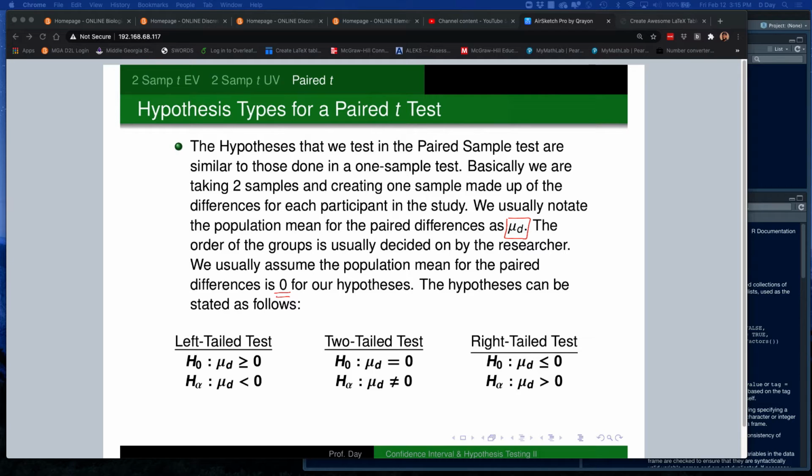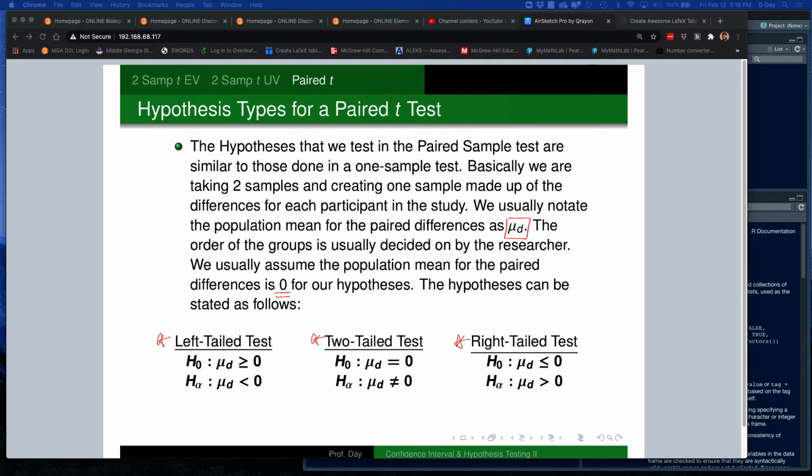Okay. And then again, you've got your left-tailed, your two-tailed, and your right-tailed tests, and they follow suit of the hypotheses we've seen before. So if you do a paired samples t-test and I ask you for the null and alternate hypotheses, or to state your hypotheses, you need to decide which one of these is the correct one to do. And this is the notation I want to see in your R projects. All right.